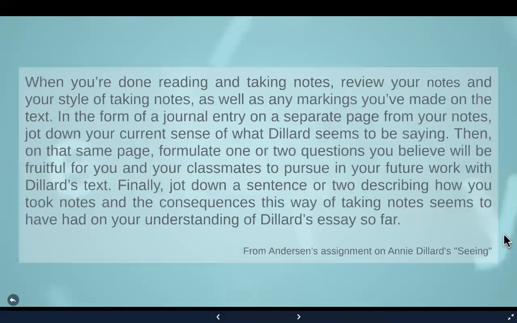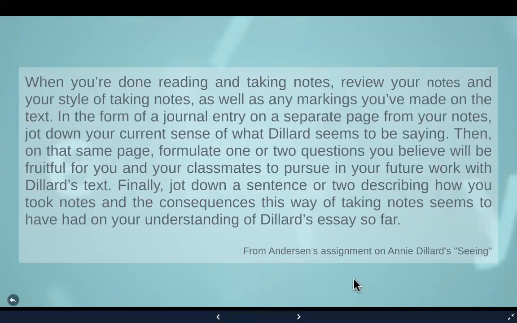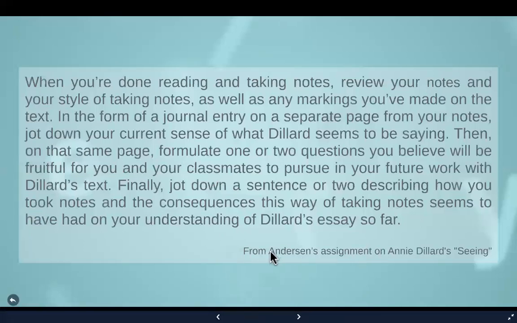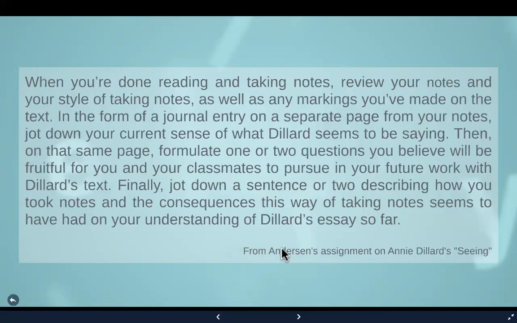When you're done reading and taking notes, review your notes in the style of taking notes, as well as any markings you've made on the text in the form of a journal entry on a separate page from your notes. Jot down your current sense of what Dillard seems to be saying. Then on that same page, formulate 1 or 2 questions you believe will be fruitful to you and your classmates to pursue in your future work with Dillard's texts. Finally, jot down a sentence or two describing how you took notes and the consequences this way of taking notes seems to have had on your understanding of Dillard's essay so far.